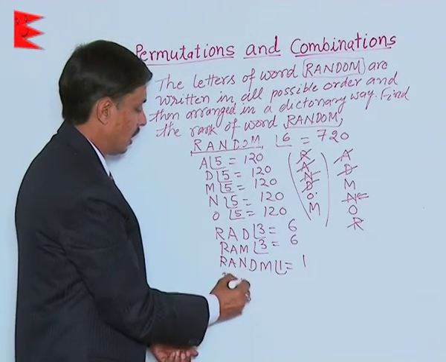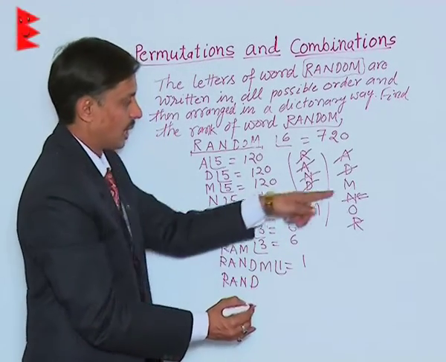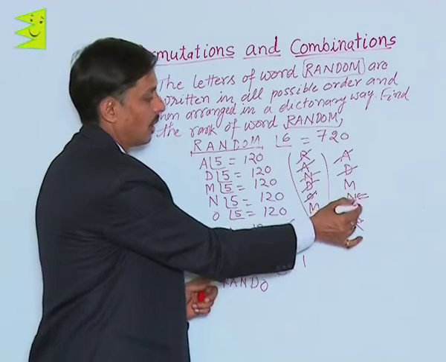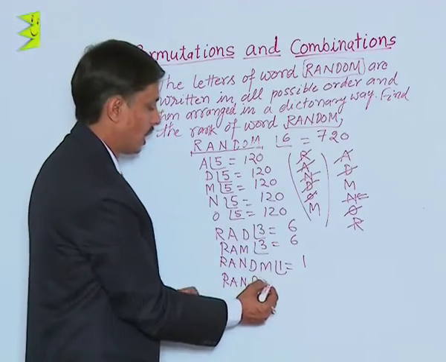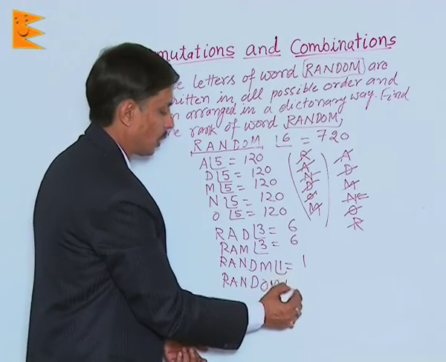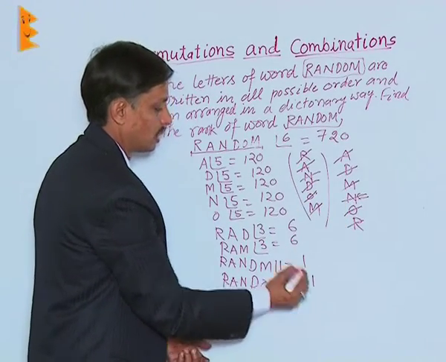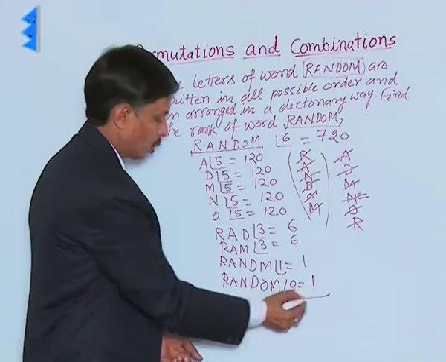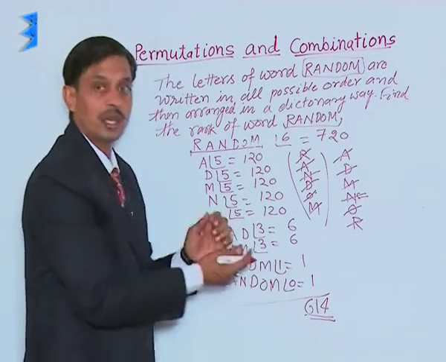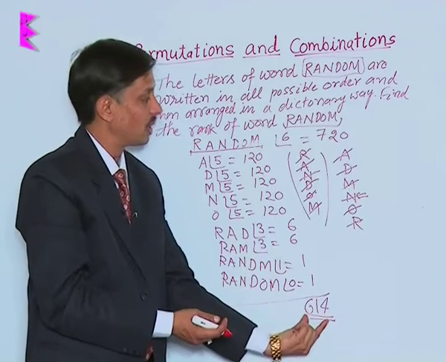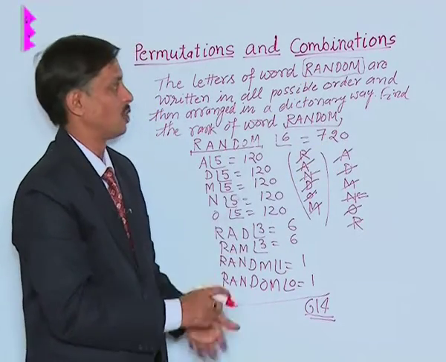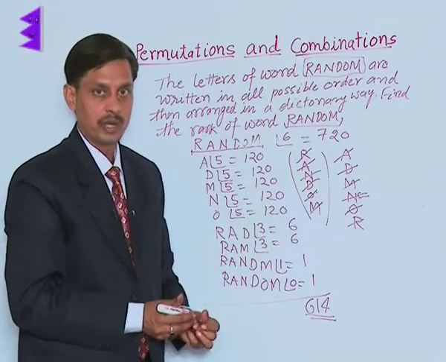Now R, A and D. After M we will go to O. O is used here and cancelled, only left is what? M. This becomes random. Now this is factorial 0. Then answer is what? 1, as I explained to you. So total is coming 614. Hence we can say 614 is the rank of random out of 720 arrangements possible for this word.